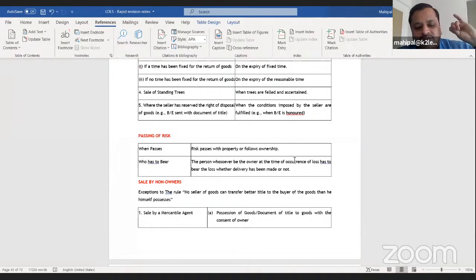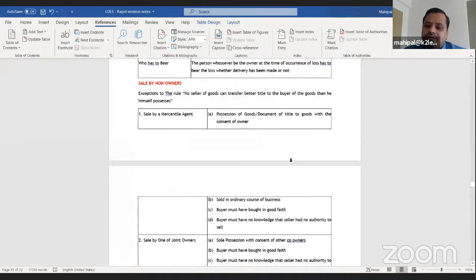Sale of Goods Act: the difference between sale and agreement to sell. Exception to the rule that non-owners cannot sell the goods. Types of goods, condition and warranty, implied conditions. These are very, very important and critical questions. Clear?